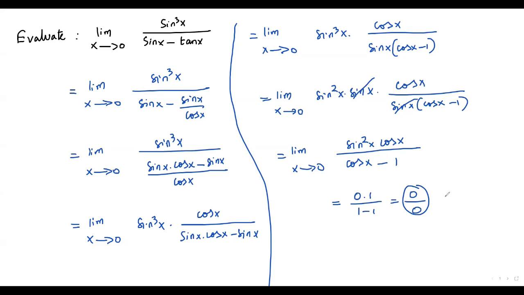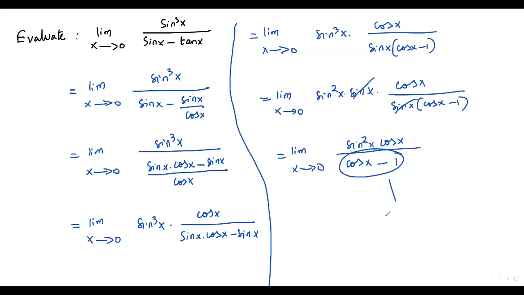Usually when we evaluate limits and get an indeterminate form like 0 over 0, we try to use L'Hopital's rule. But before that, we have to check whether there is any possible simplification in this function. I think there is a possible simplification. That is, we have to multiply both the numerator and denominator of the function by the conjugate of the denominator. What is the conjugate of the denominator?